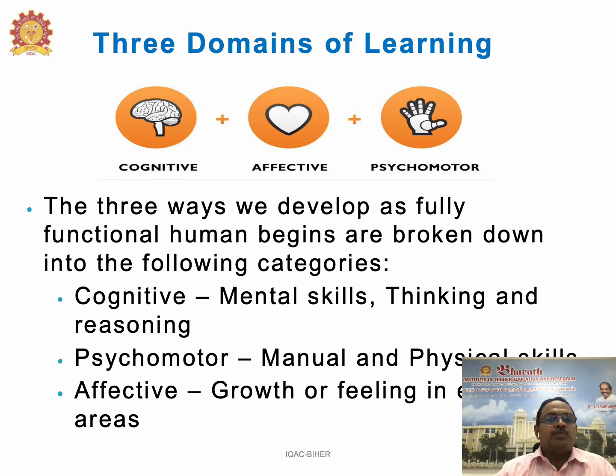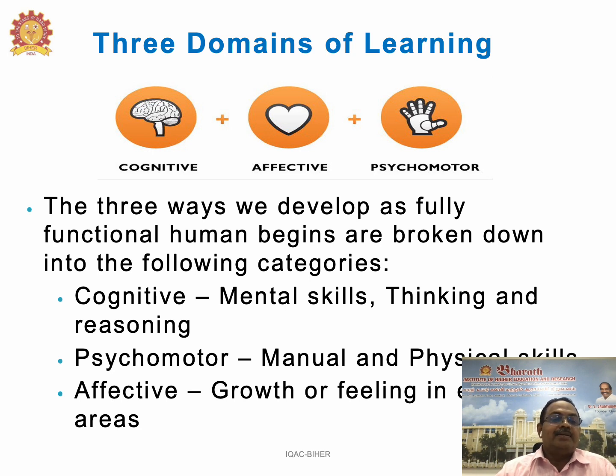Actually, Bloom's taxonomy has three domains. The three domains are the cognitive domain, the affective domain, and the psychomotor domain. These three domains are divided depending on the learning methodology.